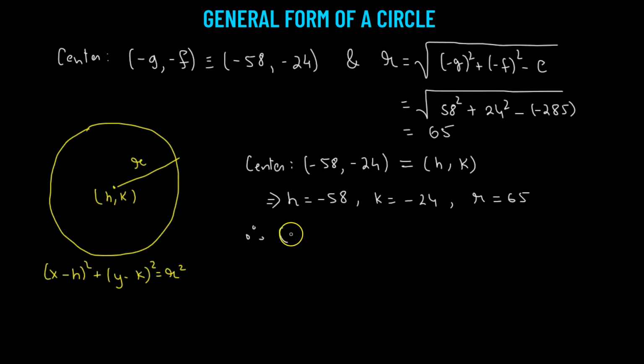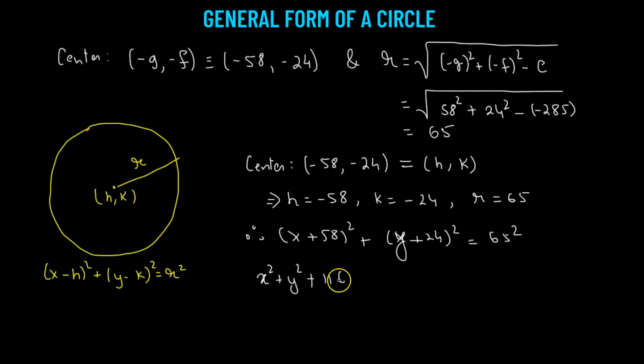Therefore, we get the equation in standard form as x minus of negative 58, so we have x plus 58 whole squared, plus y minus of negative 24, so that's y plus 24 whole squared, equals to 65 squared. So this is the equation of the circle in the standard form, and if we expand it, then we're going to get the equation in the general form. So let's do this. So we have x squared plus y squared plus 116x plus 48y minus 285 equals 0, and this is going to be the general equation of a circle.